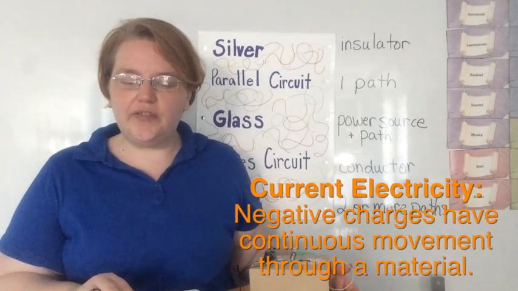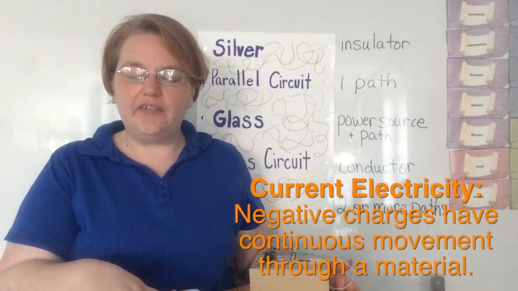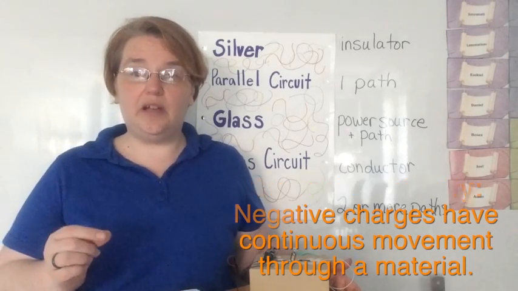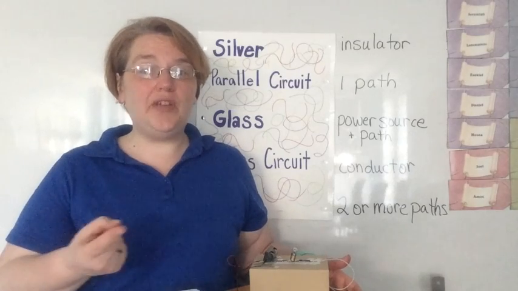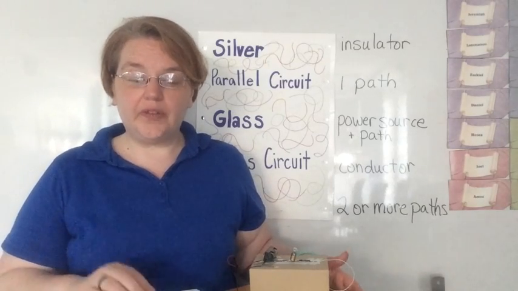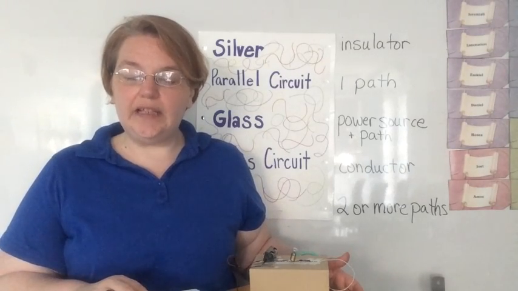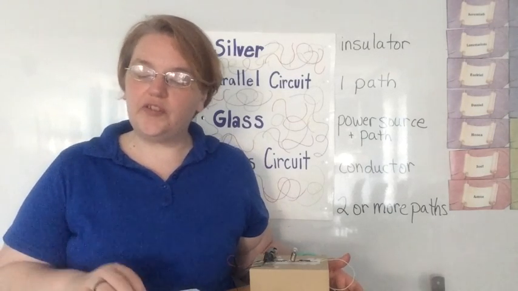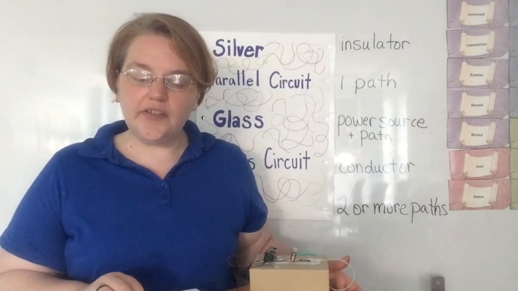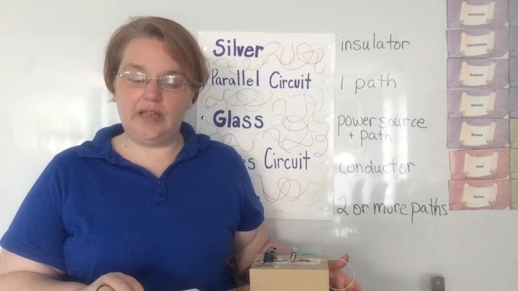In current electricity, the negative charges have continuous movement through a material. So in order for electricity to be useful, it has to keep moving through a material. Energy produced by electricity can be used in many ways. It can light a light bulb or start a car engine. It can also run a computer or another machine.